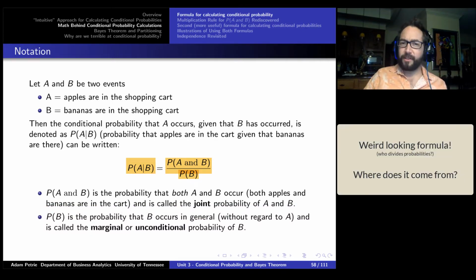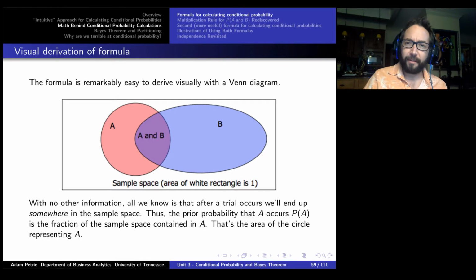It's kind of weird to divide two probabilities with each other. So where does that even arise? How does this make sense? And we can derive this formula visually just with the use of a Venn diagram.